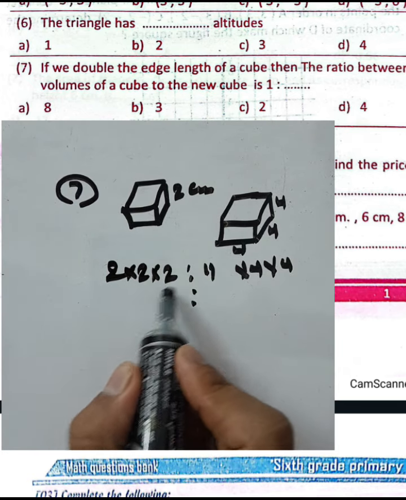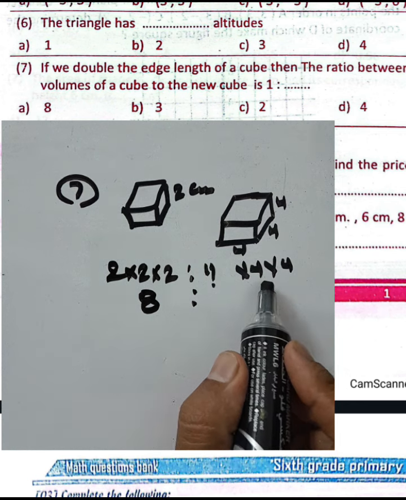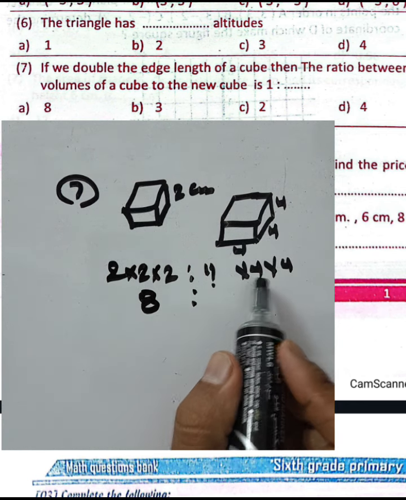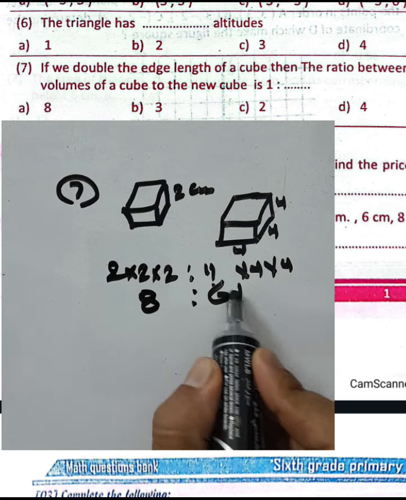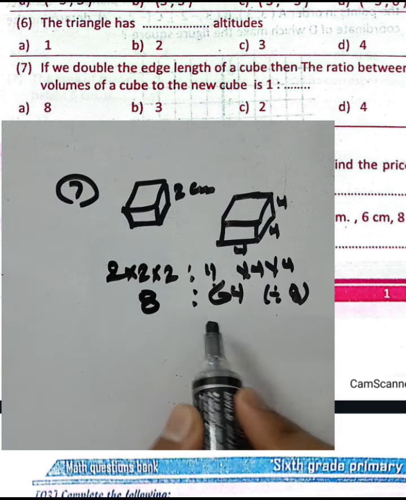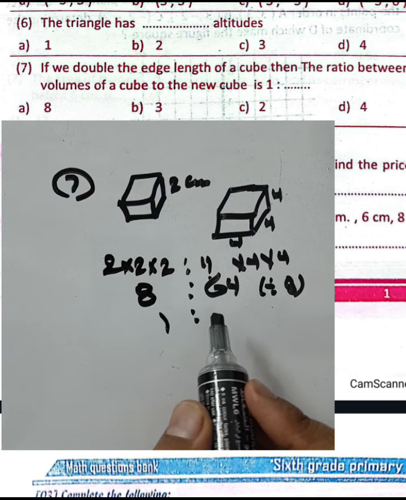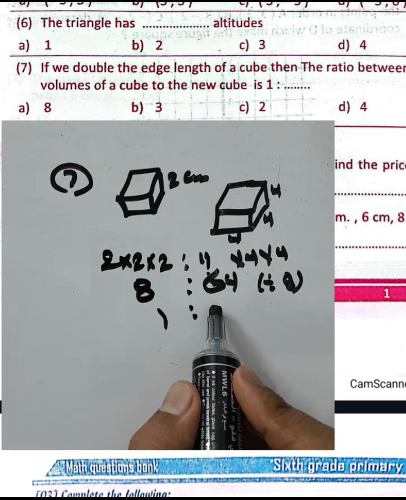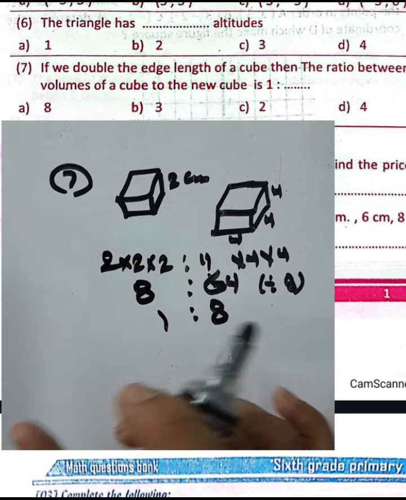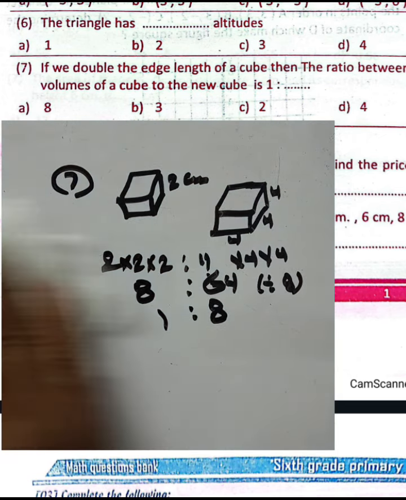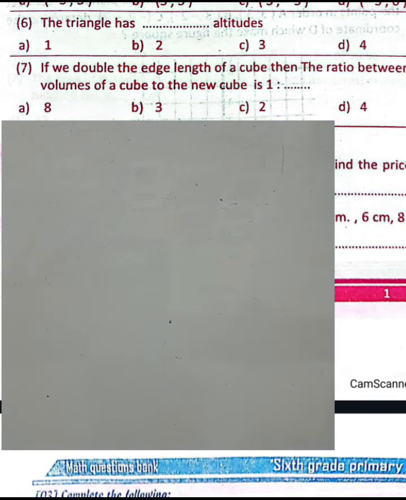2 times 2 times 2 will be 8, and 4 times 4 is 16, 16 times 4 equals 64. And then we can divide by the common factor 8, the simplest form, and the result will be 1 to 8. You can solve this example by this method or the last solution, as you like. So you must choose letter A, the ratio will be 1 to 8.